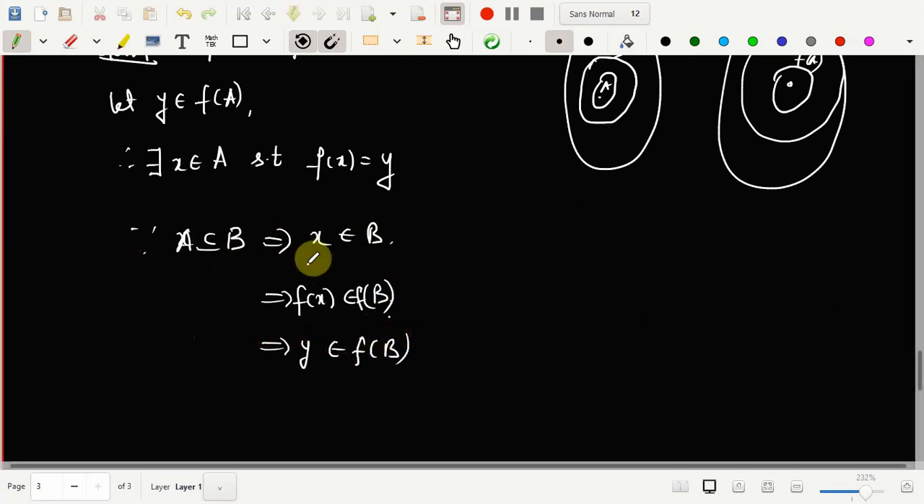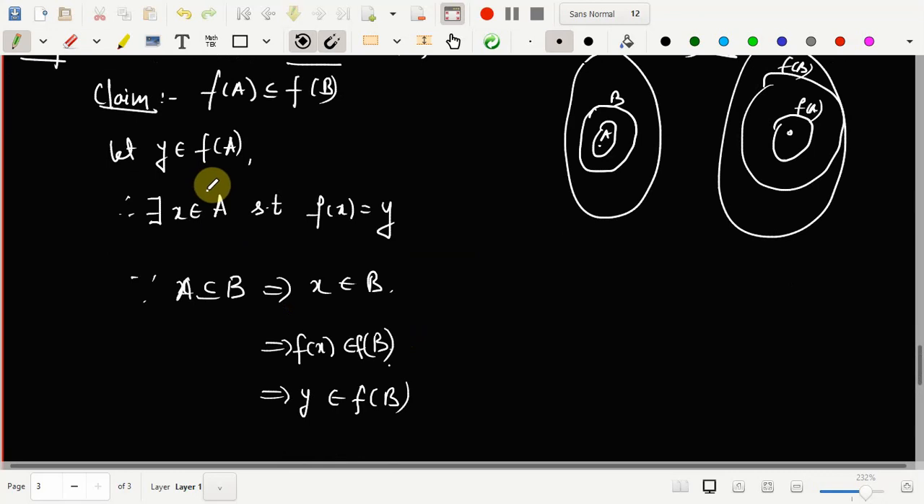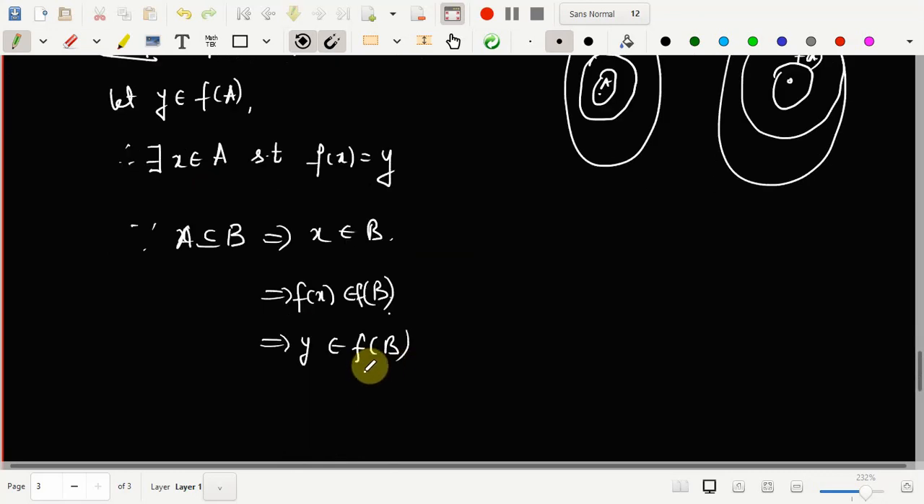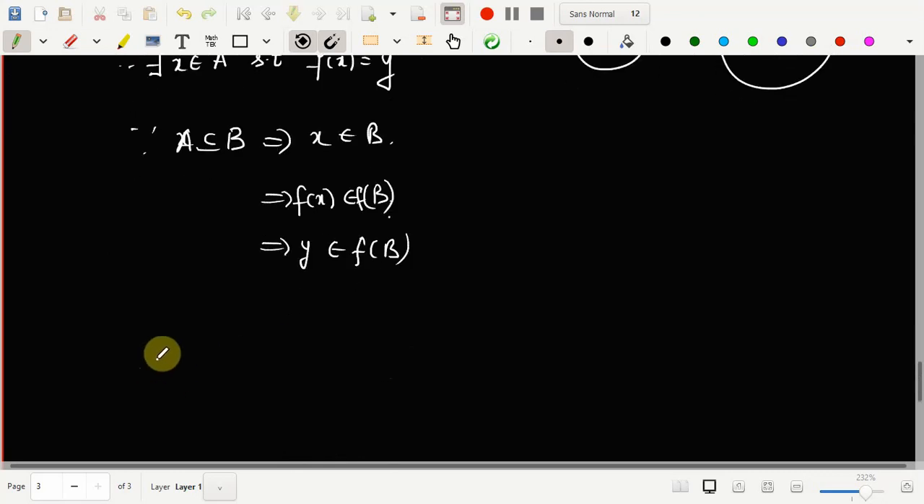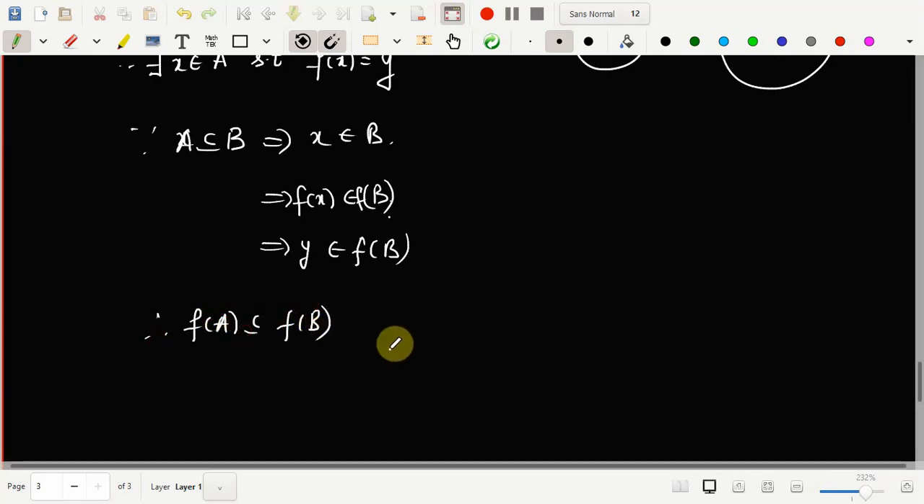So in other words, you have produced a point, so you are actually going in a reverse way. You have produced a point in B whose image is in f of B, and definitely its image is going to be in f of B, and this implies that y is in f of B. So since we have started with any point in f of A and proved that this point lies in f of B, we have proved our claim. So therefore f of A is a subset of f of B. So this is one of the properties.